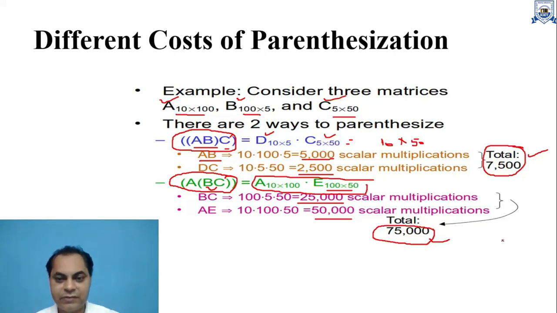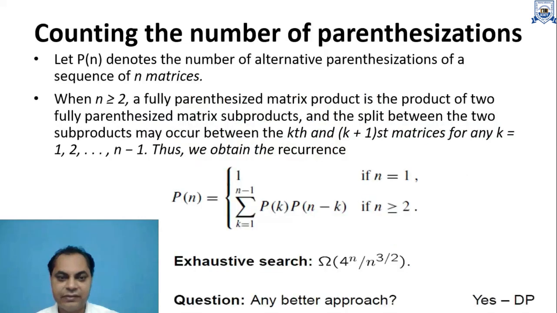I hope the problem is understood to you. Now let's proceed. How do we do that? Now, let's count the number of parenthesizations. Let's say we have a sequence of n matrices, and these matrices are compatible for multiplication. If we find out how many possible ways there are to multiply these matrices, that would be this number Pn. Pn is equal to 1 if n is equal to 1, otherwise it is the sum of Pk into Pn minus k.